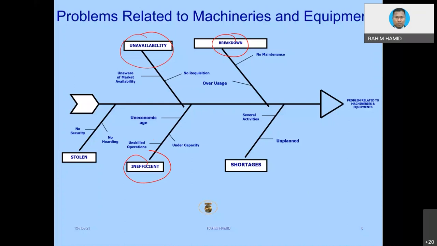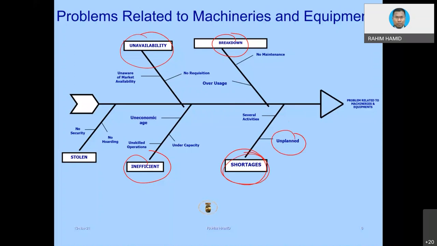Remember, how do we calculate activity duration? It has something to do with the selection of the machinery, because we need to take into account what we call machine output capacity. Okay, but all those things, even though it is an issue, the one that we want to zoom in on is basically the shortage. The shortage of machinery due to maybe poor planning.